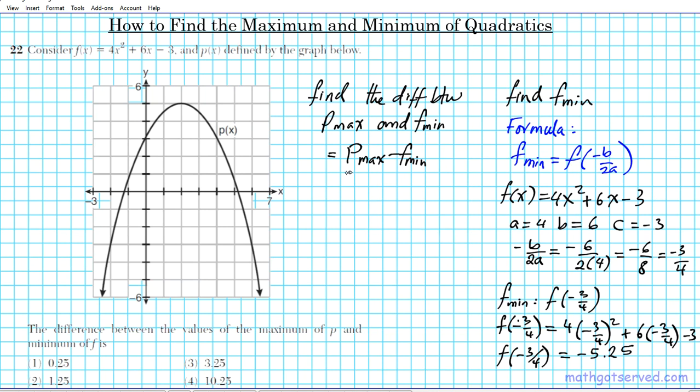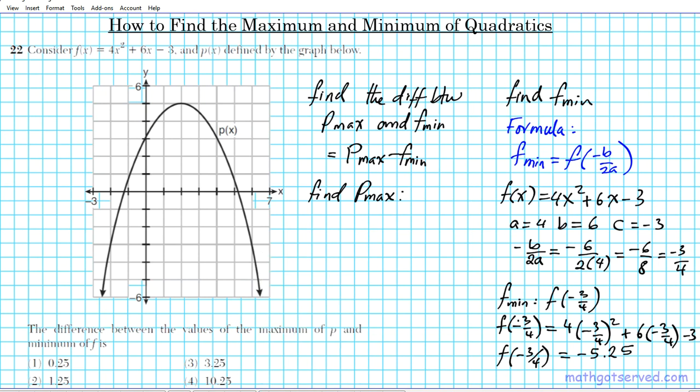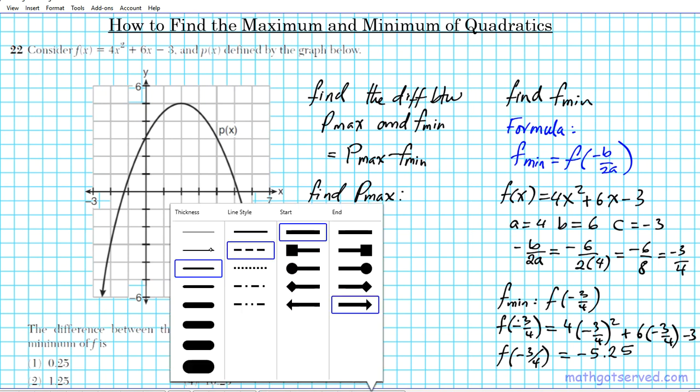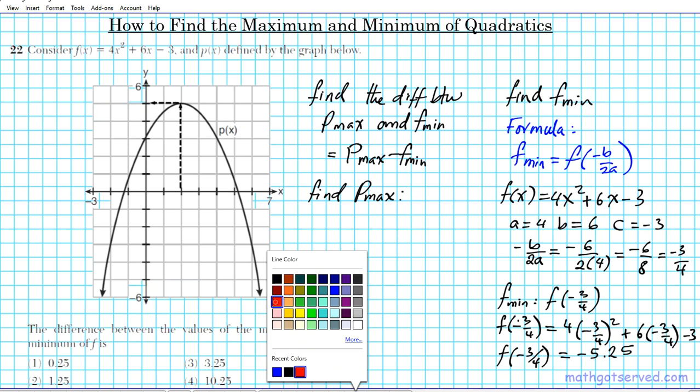Now, we're asked to find P max minus F min. We don't know what P max is, so let's go ahead and find P max. P max can be determined using this graph. All we do is trace the x axis to the maximum right here. So what's the output right here? That's what P max is: the y-coordinate of the peak of the function.